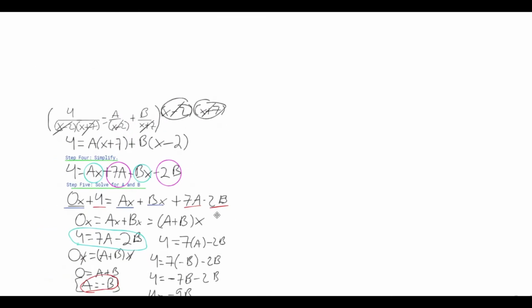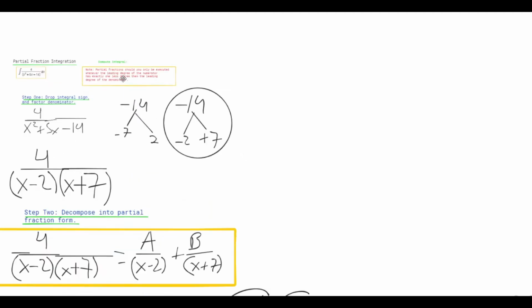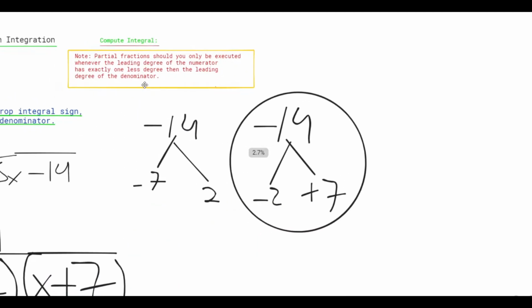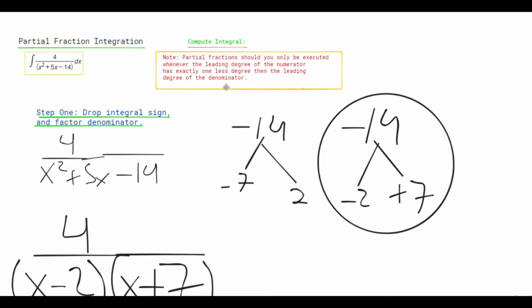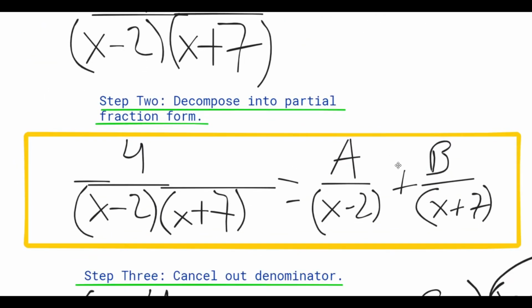So in quick retrospect, I'm going to go back and do everything in 30 seconds. The first thing we did was note that partial fractions should only be executed whenever the leading degree of the numerator is at least 1 degree less than the leading degree of the denominator. We factored the denominator, and then after we factored it, we decomposed it into partial fraction form. If you know how to do this, I have a video on partial fraction decomposition. But basically, it's just a over x minus, I'll call it c.